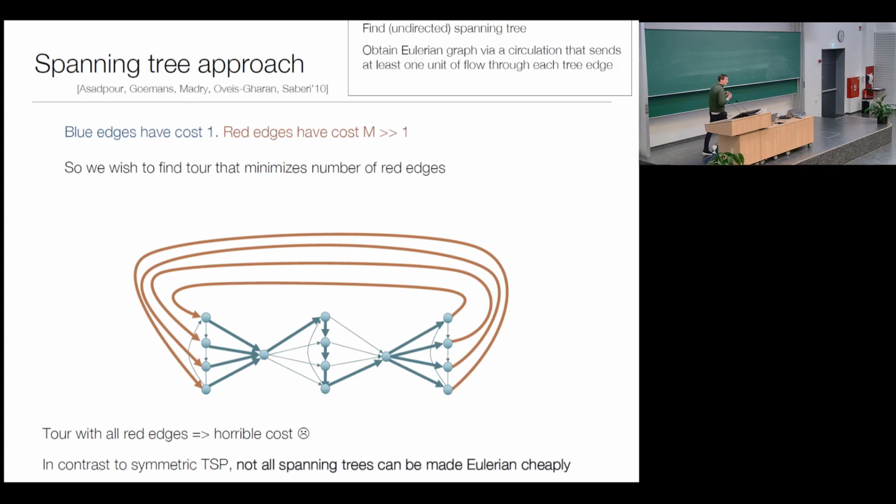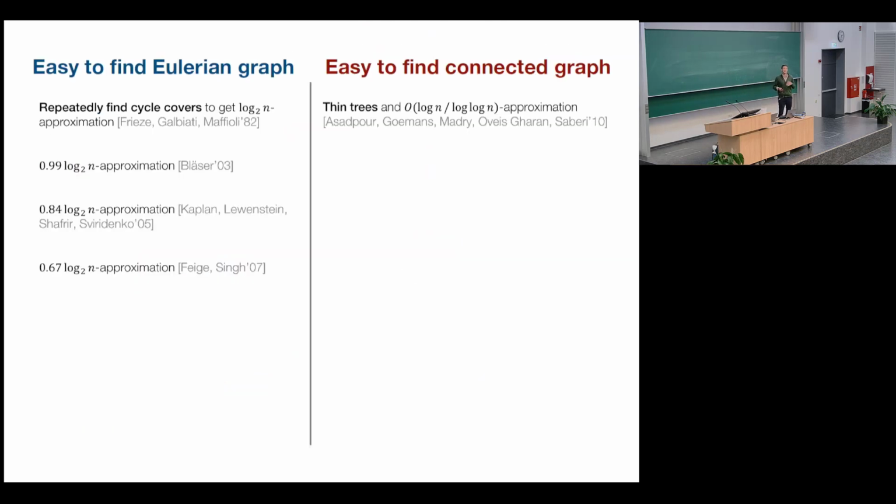What they observed is that there's a nice graph theory concept called thin trees that guarantees that the tree is not too expensive to correct. So Asadpour, Goemans, Madry, Oveis Gharan, and Saberi gave the first asymptotic improvement by showing that if we select a random tree, then we are not worse than log n over log log n. Okay, so they use that we want to avoid this bad situation by basically selecting a random tree.